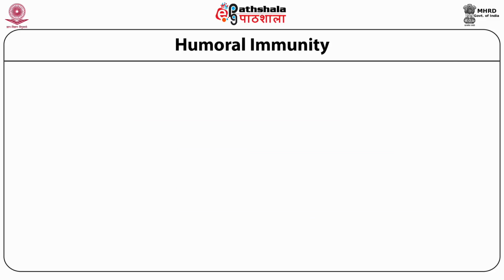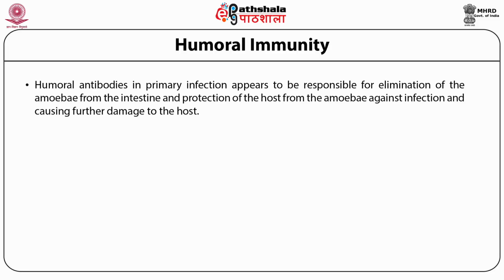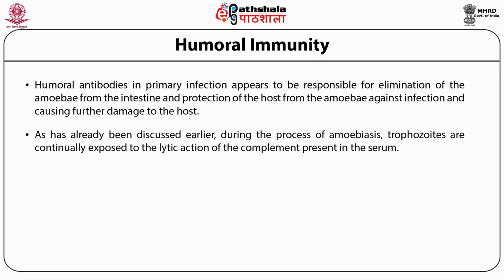Humoral immunity. Humoral antibodies in primary infection appear to be responsible for elimination of the amoebae from the intestine and protection of the host from the amoebae against infection and causing further damage to the host. As has already been discussed earlier, during the process of amoebiasis, trophozoites are continually exposed to the lytic action of the complement present in the serum.